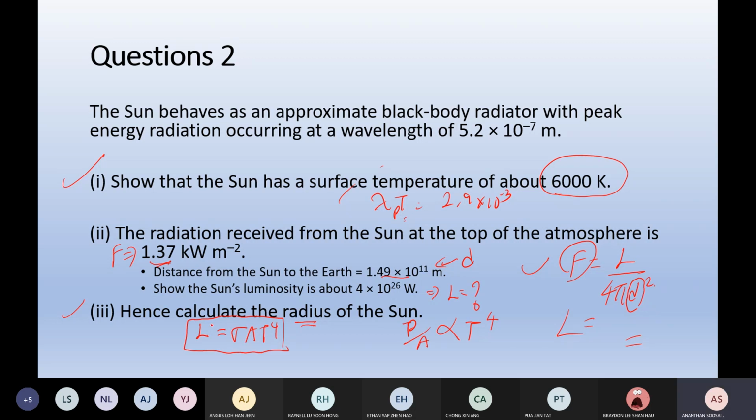So Stefan's law. From here you can find the radius, right? The radius is under A, 4 pi r squared. The r is the radius of the sun. Luminosity, you know. Surface temperature, you know from part 1, 6,000 Kelvin. So you can find the r. So question 2 links to flux, Wien's law, and Stefan's law. These three have been tested.